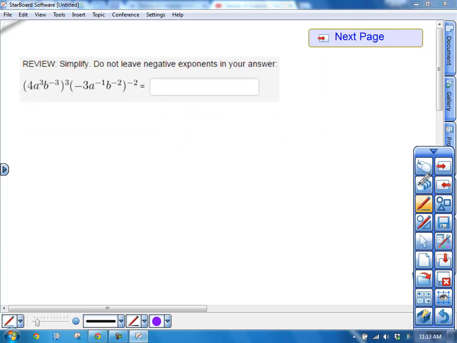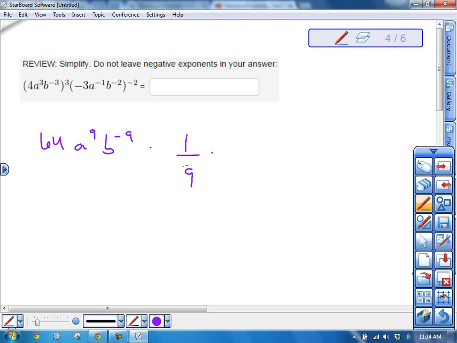Next one. I want to simplify this, getting rid of all negative exponents. So I'm going to distribute the 3 to each of these. So I'm going to start with 4 to the third. 4 to the third gives you 64. This is a, 3 times 3 is 9. You multiply, right? This is b to the negative 9. Same thing here. Negative 3 to the negative 2, it's really 1 over negative 3 squared, which is really 1 over 9. Times a to the negative 1 times negative 2 is a squared. And then b to the negative 2 times negative 2 is b to the 4th.